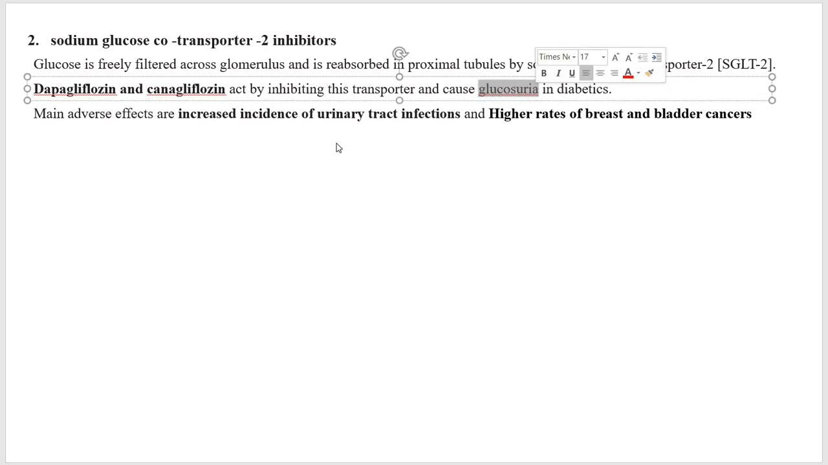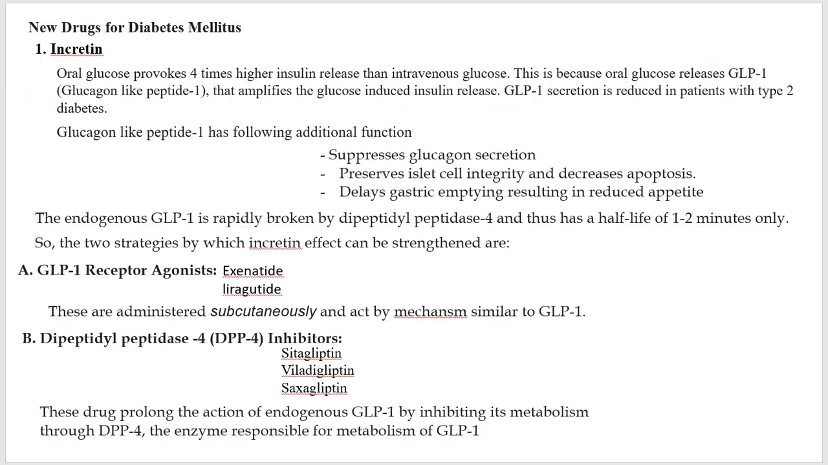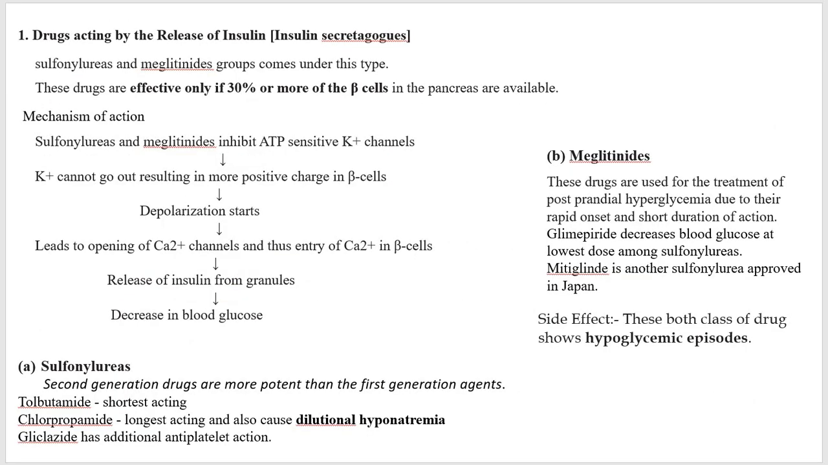the urine. Okay, the main adverse effects of these drugs are an increased incidence of urinary tract infection and higher rates of breast and bladder cancer. The urinary tract infection is because of the high quantity of glucose in the urine. So these are the different classes of drugs that are used for the treatment of diabetes mellitus.